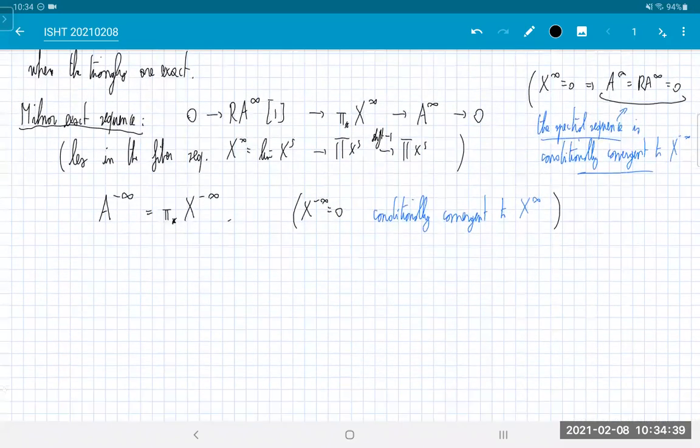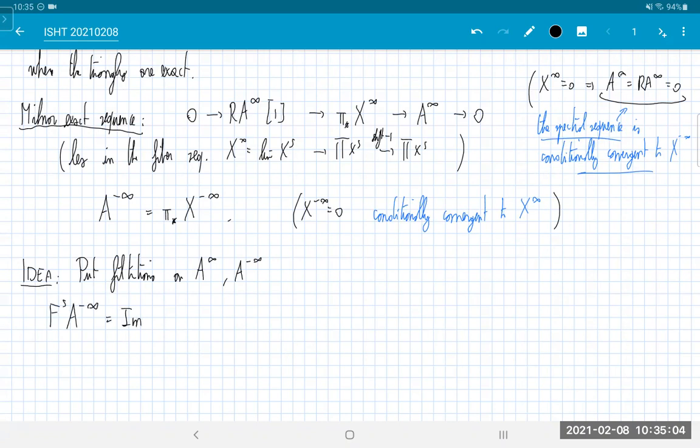So the idea here is to put filtrations on A_infinity and A_minus infinity. And the definition is the following. We have F^s of A_minus infinity is the image of the map from A_s to A_minus infinity. So this is what you can read up to filtration degree s. And F^s A_infinity is sort of different, but not that much, it is the kernel of this. So we have these two filtrations.